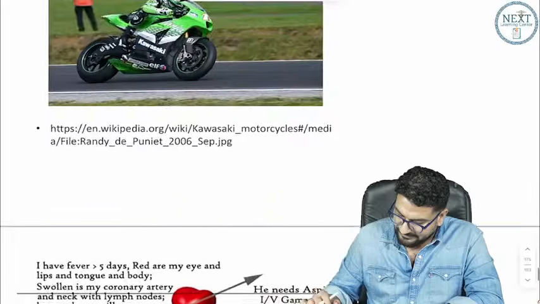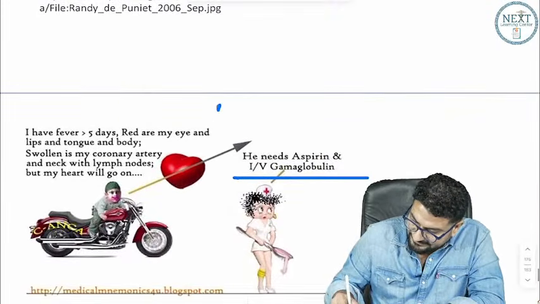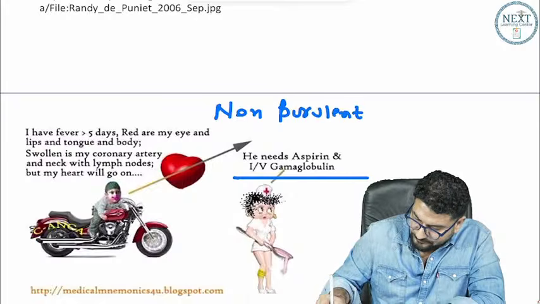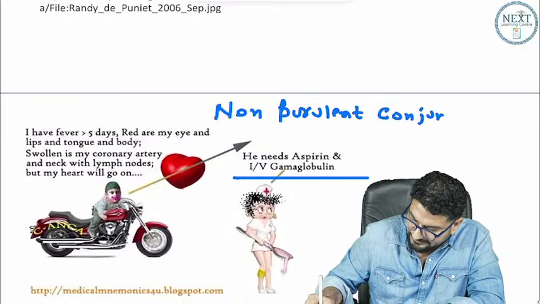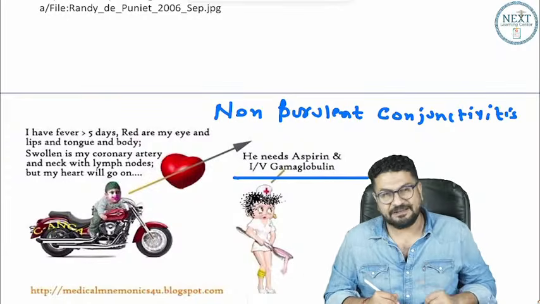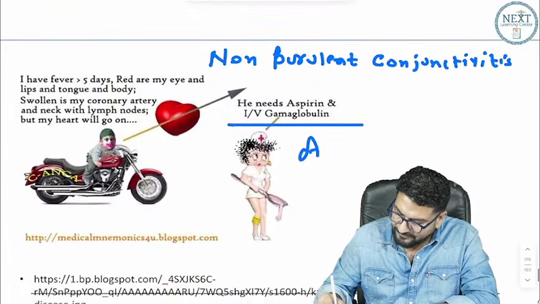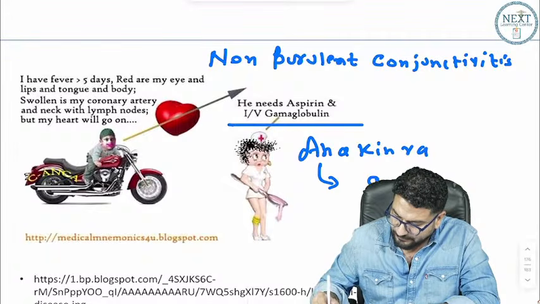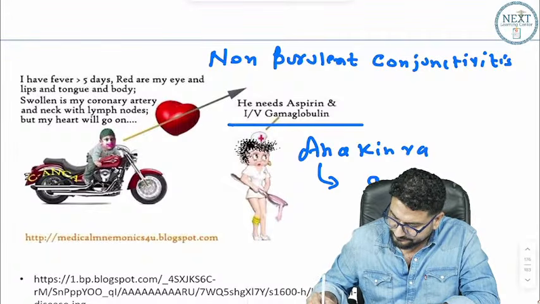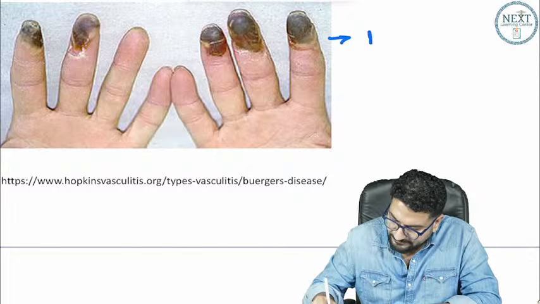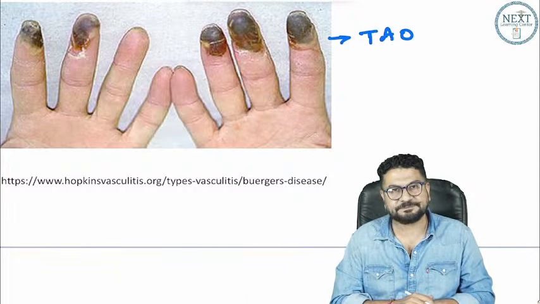Okay, the last is what they ask you. They ask you like the patient will develop conjunctivitis, and this conjunctivitis is non-purulent. What is expected? We have a new drug which we can use, that is your anakinra. So what is anakinra? It is an interleukin-1 antagonist.